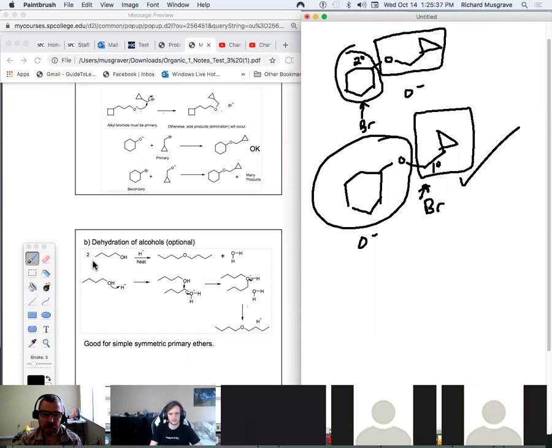So this is an alcohol here, butanol, and then this is an ether that we're getting as a product, COC.